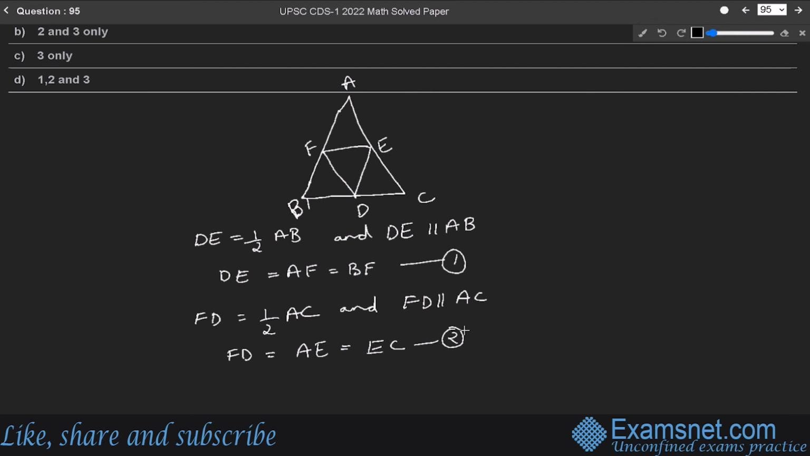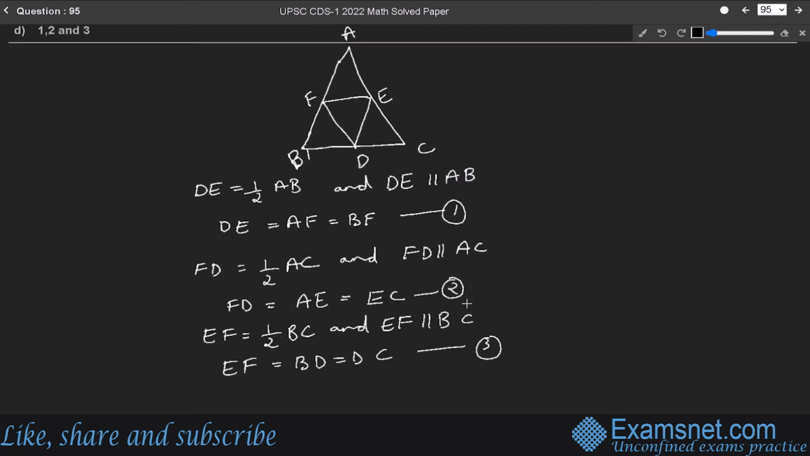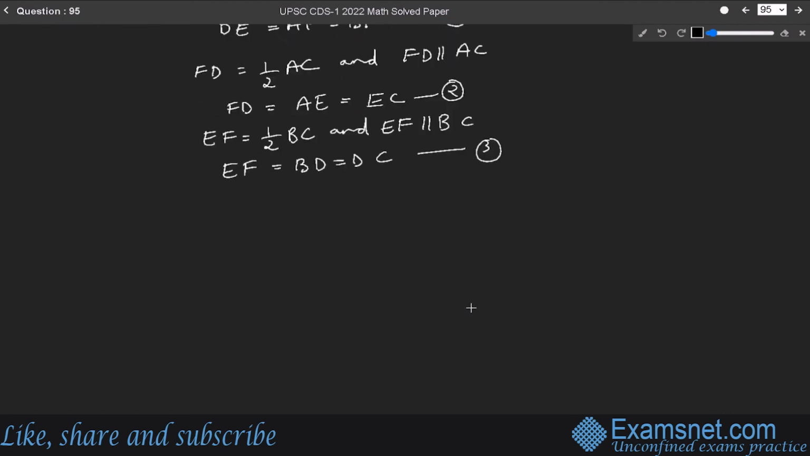Similarly, we can also write that by midpoint theorem, EF is equal to half of BC and EF is parallel to BC. Therefore, we can write that EF will be equal to BD and it will be equal to DC. Let this be equation number 3. Now, in the given figure, let us look at the triangles AFE and DFE.